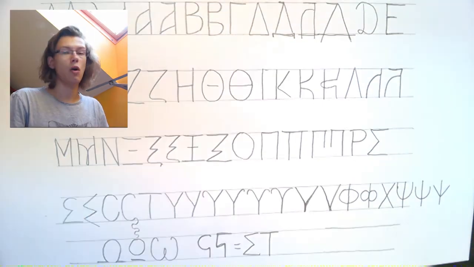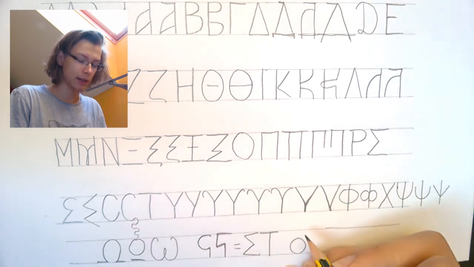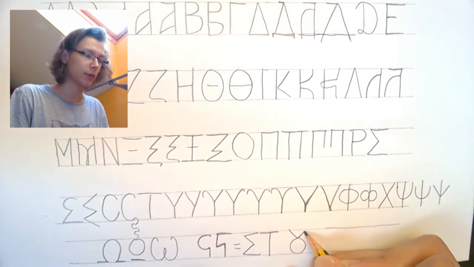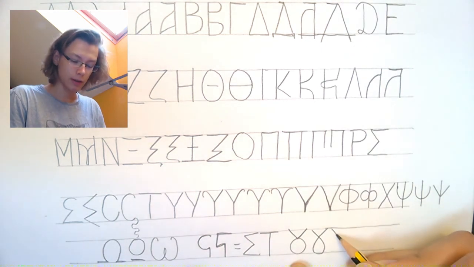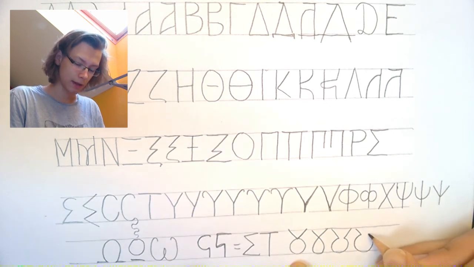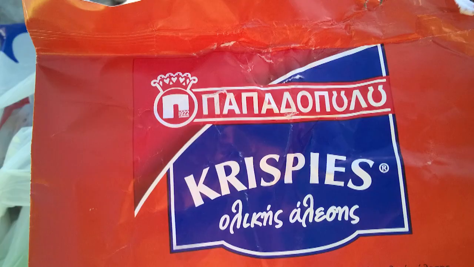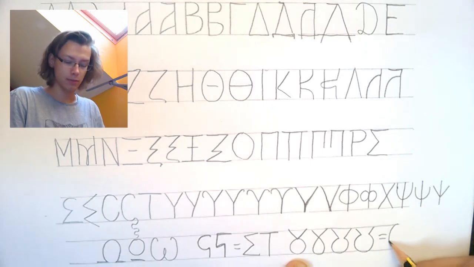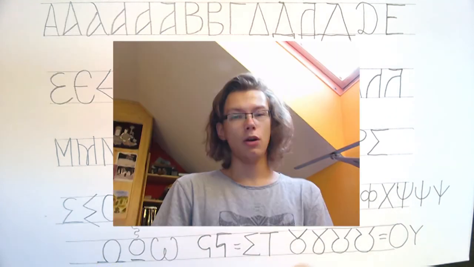The ligature of omicron and upsilon. So you would write an omicron and part of the upsilon on top of it. Or it can also look like that. Or it can have the top open, so like that. Or like that. And I found this for the first time on a pack of Crispies. Okay, so this equals omicron upsilon. Okay, that's it.